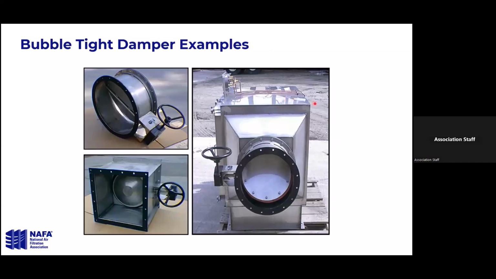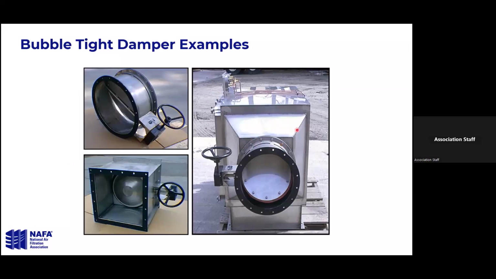Here's some examples of bubble tight dampers you may see. So you may see round, flat blade bubble tight dampers. You might see dish blade type dampers. These dampers can be installed in ductwork by themselves, or they can be used in conjunction with the containment housing. This particular containment housing has it bolted onto it, but you may see these welded onto housings.